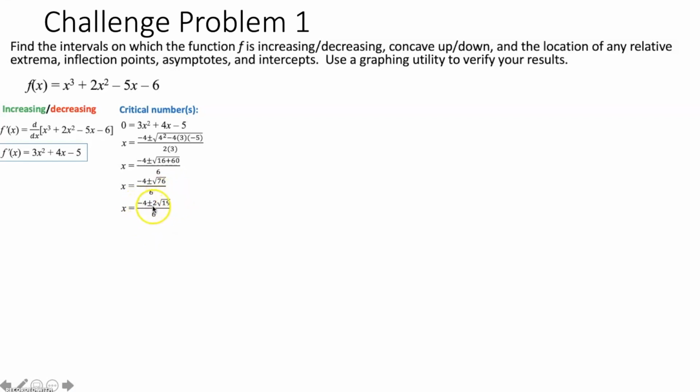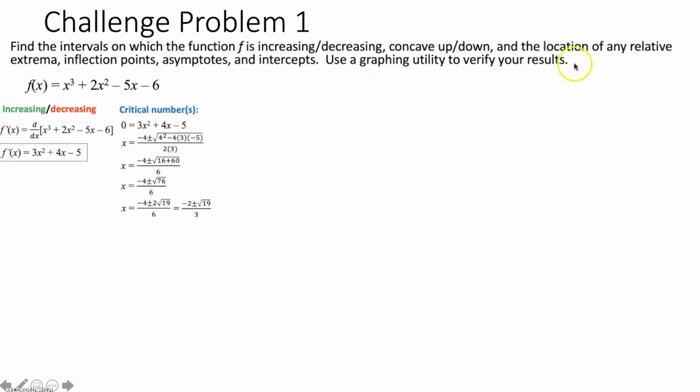I can then factor out a 2 from each term in the numerator and cancel that 2 out with the 6 in the denominator, making this a 3. So it becomes negative 2 plus or minus rad 19 over 3. These would be the two x values that cause our derivative to equal 0.